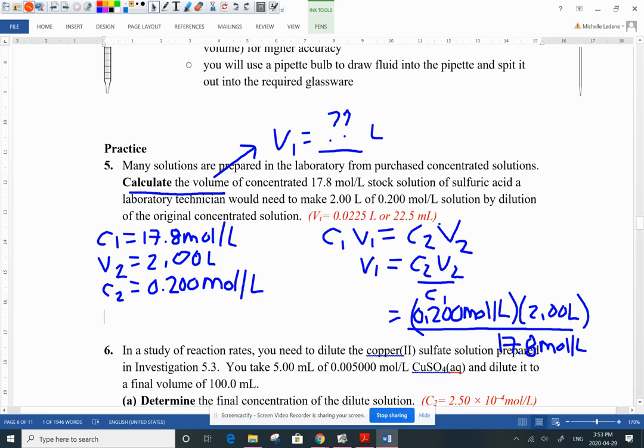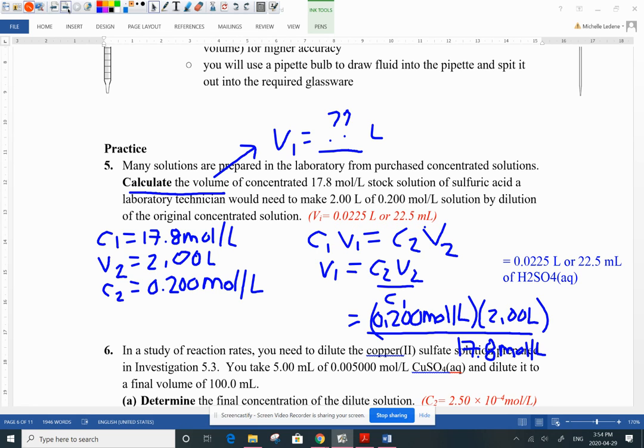And let's see, is there anything I can cancel? Oh, look, here's the same unit on the top and the bottom. I've got moles per liter here, moles per liter here. It's going to cancel, and I'm going to get liters. Is that a volume? It sure is. That's a unit for volume. Okay, great. So now I punch out that math on my calculator. What do I get? My final answer, 0.0225 liters, or if I want to convert that to mL, it is 22.5 mL.